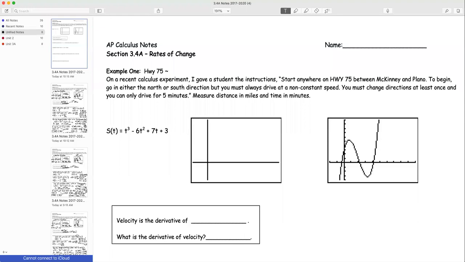On a recent calculus experiment, that's what I do in my free time. I gave a student the instructions: start anywhere on Highway 75 between McKinney and Plano to begin going either the north or south direction, but you must always drive at a non-constant speed. You must change directions at least once, and you can only drive for 5 minutes. Measure the distance in miles and the time in minutes, okay?